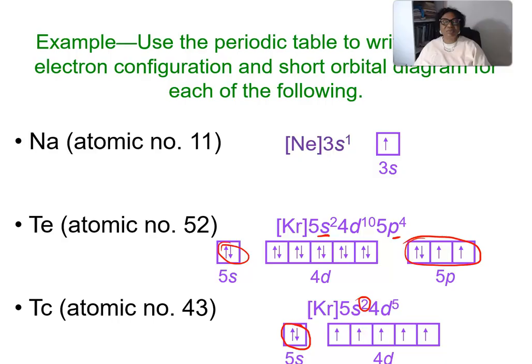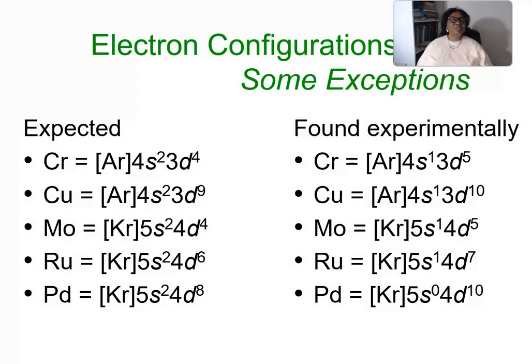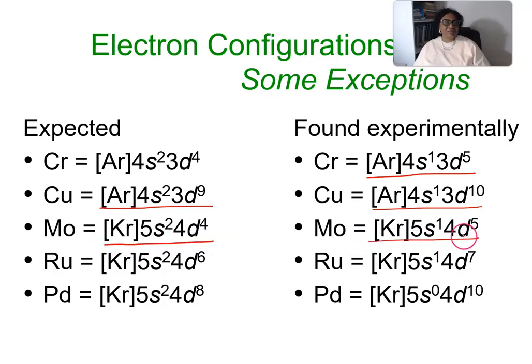So we'll continue with the electronic configuration. There are some exceptions. For chromium, this is what is expected, but this is what we have. Copper, this is what we expected, but this is what we have. Molybdenum, this is what is expected, but this is what we have. Silver, this is what we expected, but this is what we have. And palladium, this is what we expected, and this is what we have.